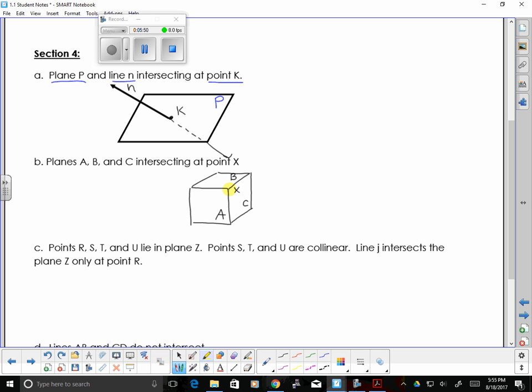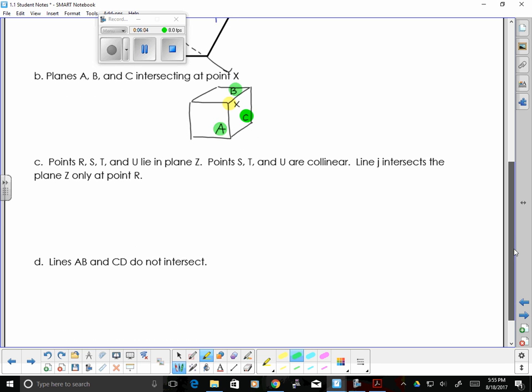Now, there's other drawings that we could draw. This is just an example of those three planes meeting. We have them labeled with A, B, and C. All right. So let's look at this third and fourth one.